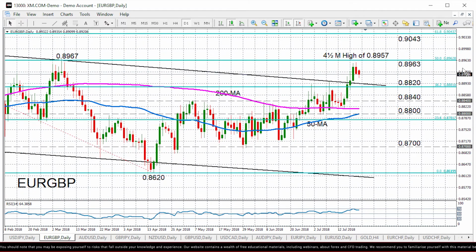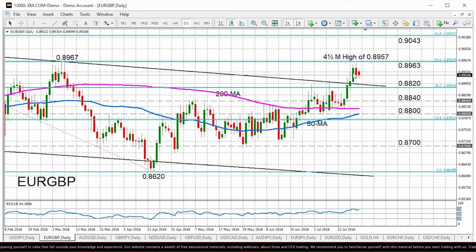If prices do manage to break above that level, we could then see a possible shift to a more bullish outlook in the medium term, with the next resistance coming at the 61.8% Fibonacci at around 0.9043. To the downside, the upper channel should act as immediate support, and then not too far below that we have the 38.2% Fibonacci at around 0.8820, and below that we have another key congestion area around 0.8840.